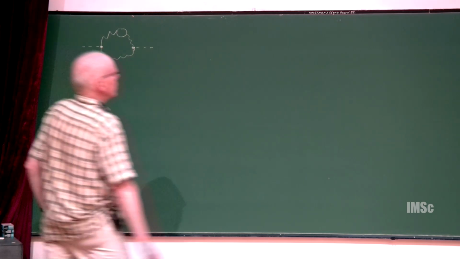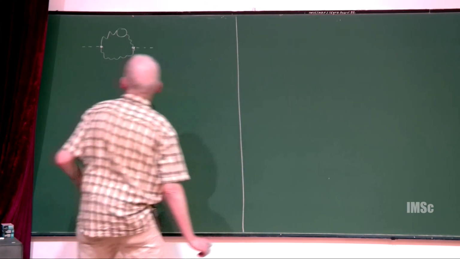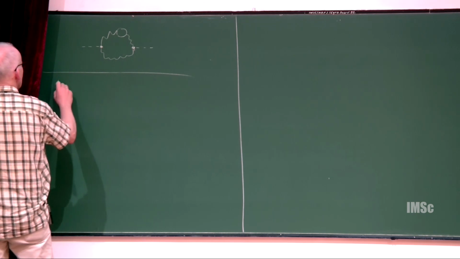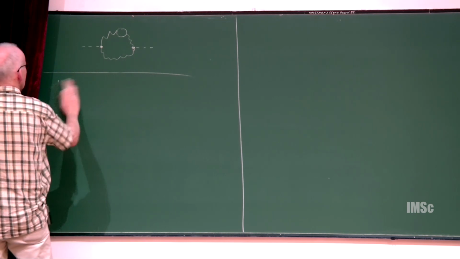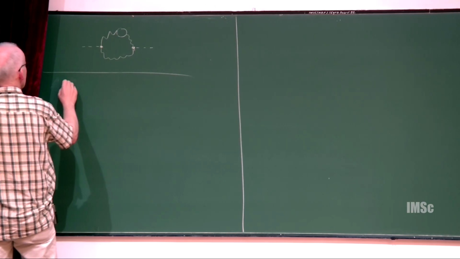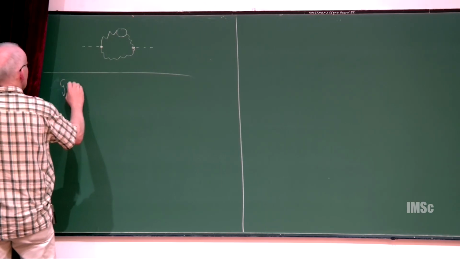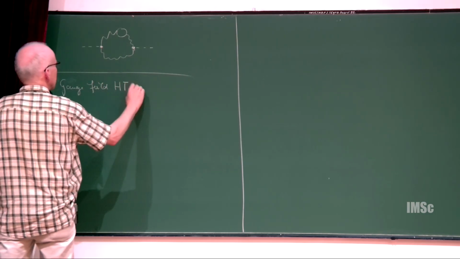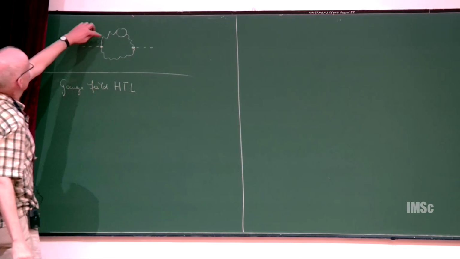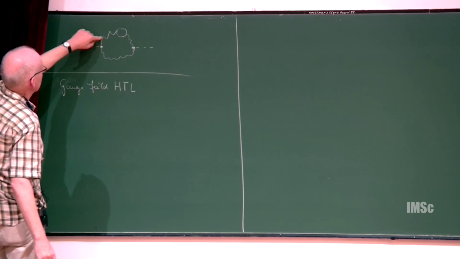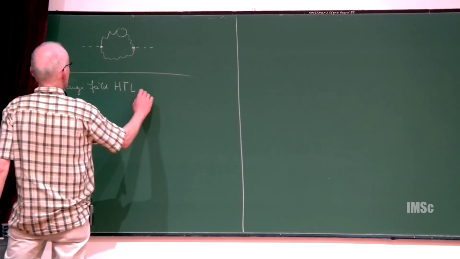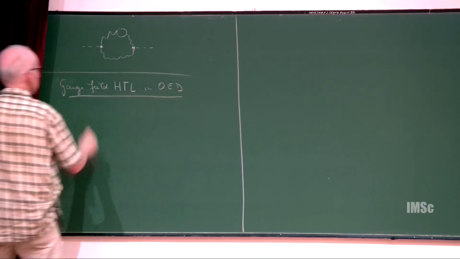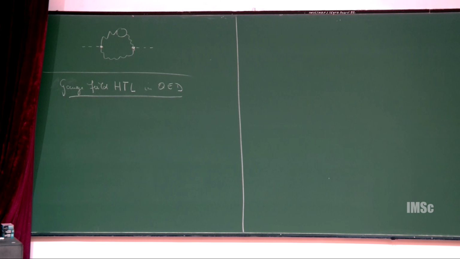Now, to do this, we need, of course, to know what the hard thermal loop is here. So hard thermal loop meaning the gauge field, hard thermal loop gauge field, because this is the field into which this is resummed. And for simplicity, I consider electrodynamics, quantum electrodynamics.